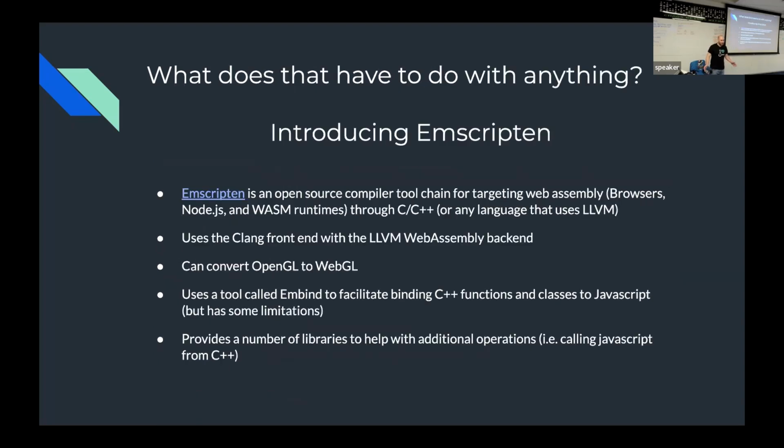But what does this have to do with anything? Emscripten is an open source compiler toolchain for targeting WebAssembly for browsers, Node.js, anything that does a WASM runtime. And it can be done for C, C++, or any language that uses LLVM. It is essentially the Clang front end with the LLVM WebAssembly backend. So it can do all kinds of stuff. You can convert OpenGL to WebGL. You can use a tool called Embind to facilitate binding C++ functions to JavaScript, and it provides a number of libraries to help you with additional operations. We'll talk a ton about that too.